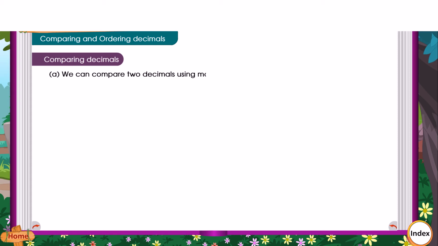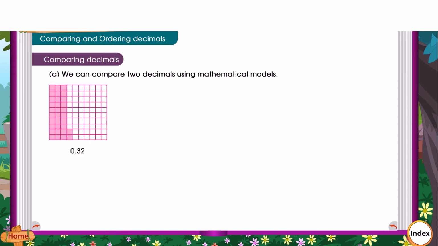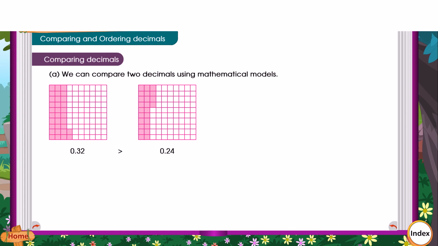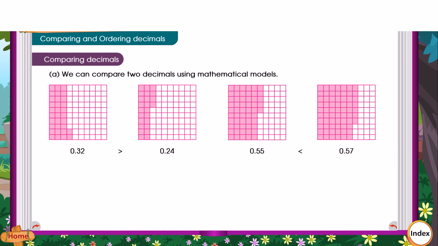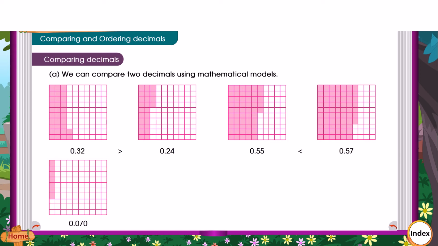Comparing and ordering decimals. Comparing decimals. A. We can compare two decimals using mathematical models. 0.32 is greater than 0.24. 0.55 is less than 0.57. 0.070 is less than 0.5.